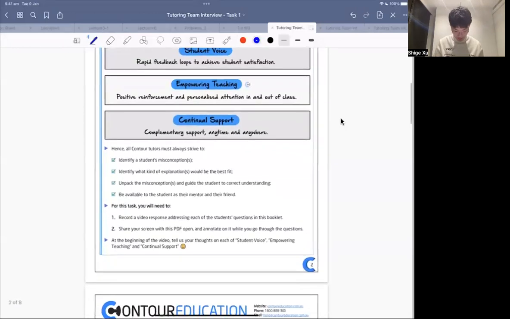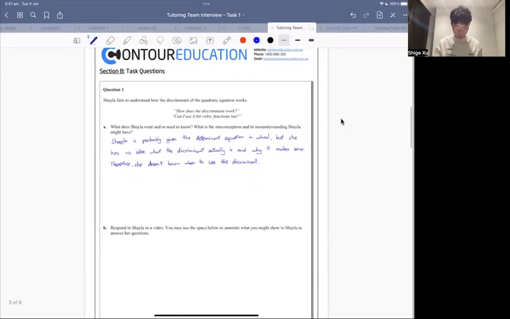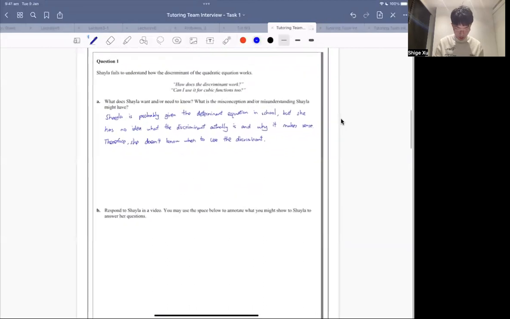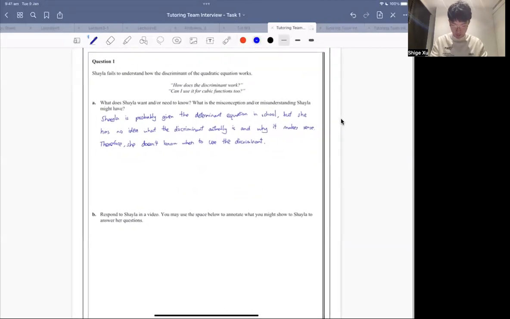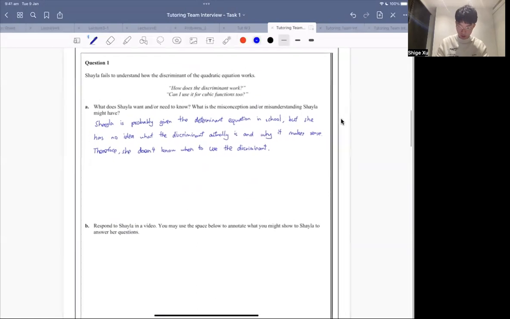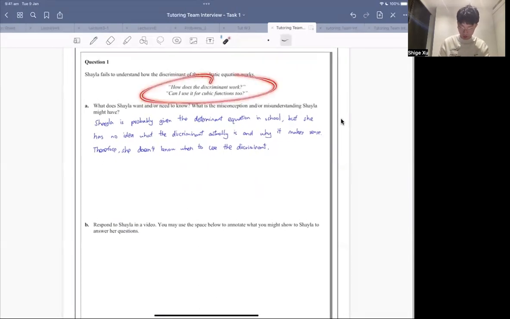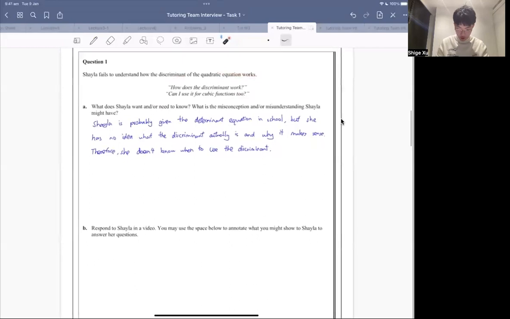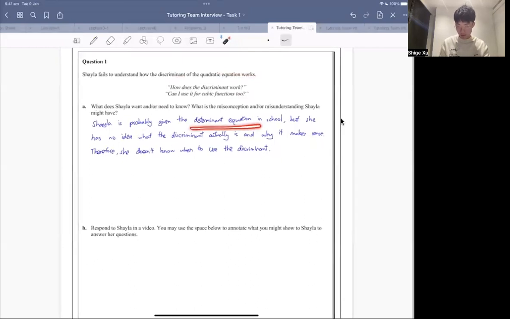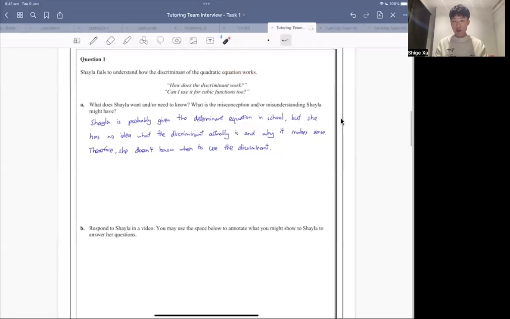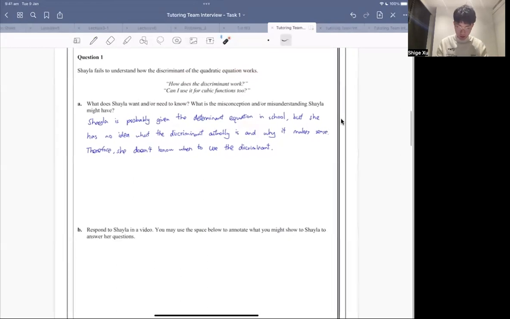So now I will start with today's questions. So question 1, Shyla fails to understand how the discriminant of the quadratic equation works. She asked these two questions. I think that Shyla is probably given a discriminant equation, so b squared minus 4ac in school, and she's taught to use these equations to solve for the number of solutions. But she has no idea what the discriminant actually is and why it makes sense.